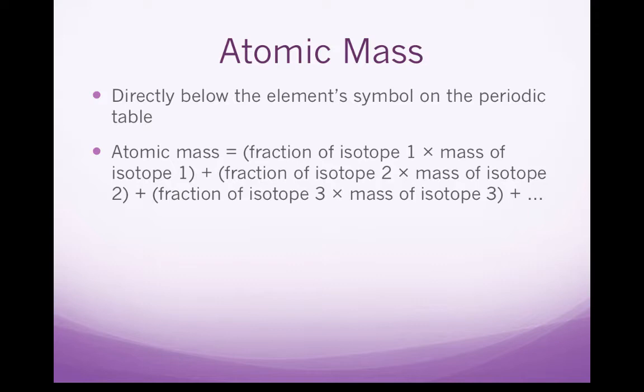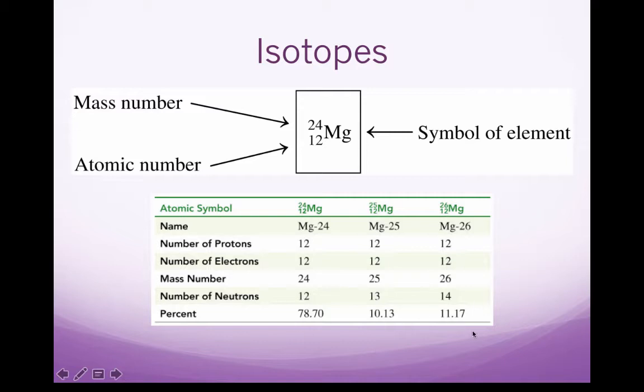Okay, so let's talk about atomic mass. It's directly below the element symbol on the periodic table, and this is the average atomic mass. So if you took a sample of all the magnesiums, what's the average atomic mass? And we can't just add up the masses of the different isotopes and divide by the number of isotopes, because remember we talked about how they have different percent abundances. So if I just added the mass of magnesium 24, magnesium 25, and magnesium 26 and divided by 3, I would be assuming that each isotope has an equal abundance, but that's not the case.